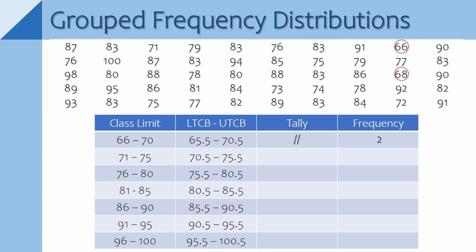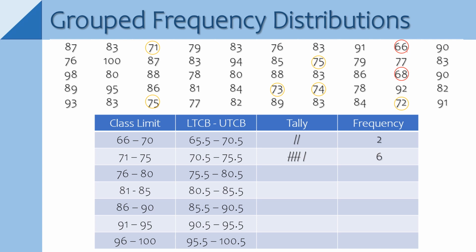Okay, next, how many numbers from 71 to 75? Okay, so we have here 71, 1, we have 2, 3, 4, 5, okay, 6, 72. So we have 6 sa tally and then the frequency is 6.